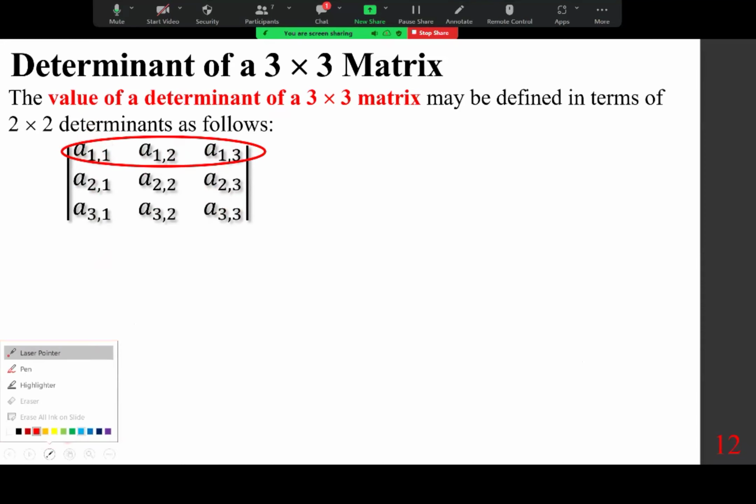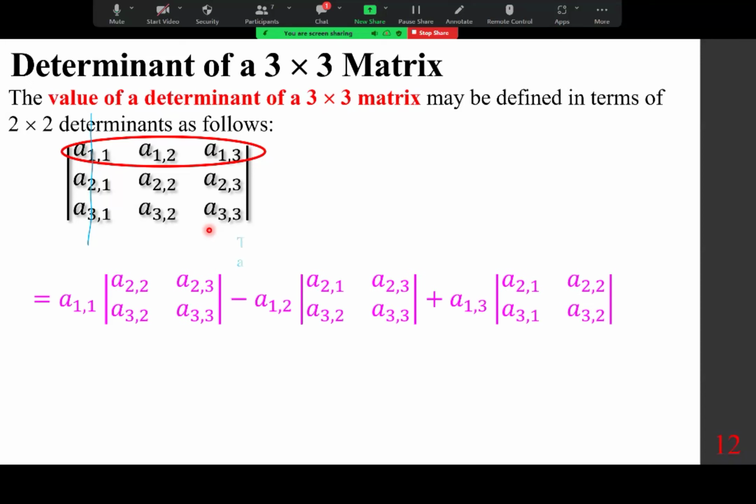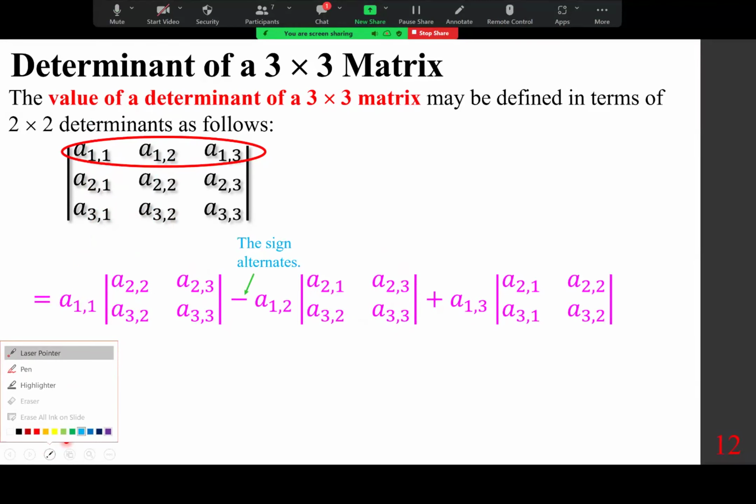So for the sake of argument, if I want to use the first entry, I say a sub 1, 1 times the determinant of what is left. So I want you to see just this one. Just look at this one. Now for the next one, a sub 1, 2, and the determinant of what is left. Take a look. This is what is left. And the last one, a sub 1, 3 times what is left.